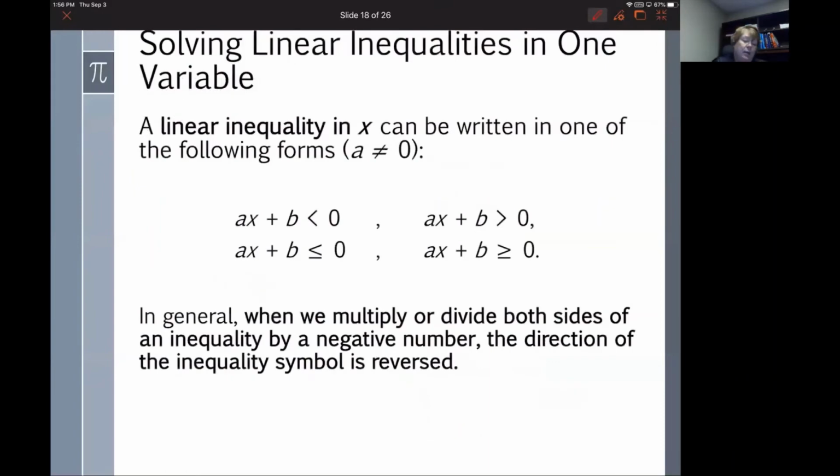A linear inequality in x can be written in one of the following forms: ax + b is less than 0, ax + b is greater than 0, ax + b is less than or equal to 0, or ax + b is greater than or equal to 0. And in general, when we multiply or divide both sides of an inequality by a negative number, the direction of the inequality symbol is reversed. You flip it around.